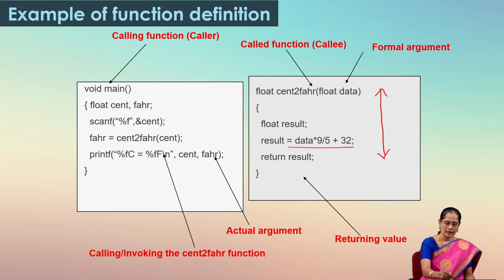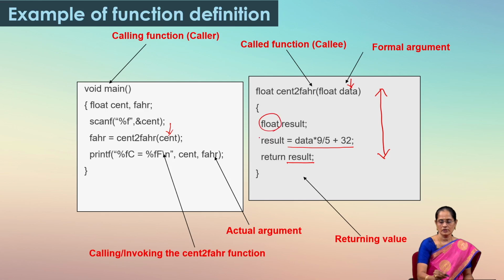So, the actual parameter cent is passed on to the function and it is received as the formal parameter data. It means a copy of cent is given to data. Now, we are converting the centigrade representation to Fahrenheit representation and then returning the result value.